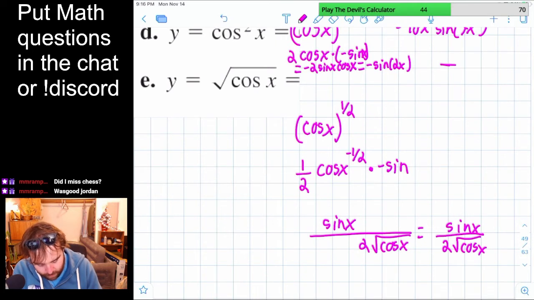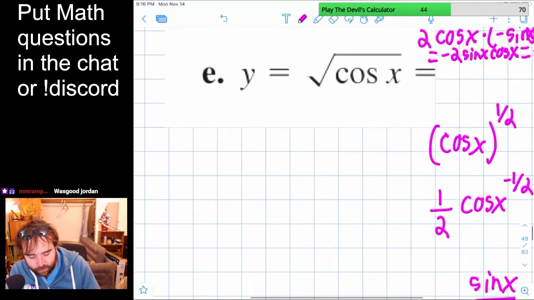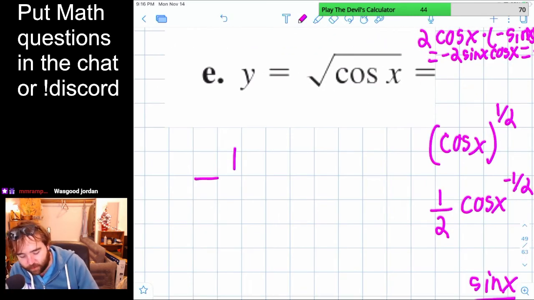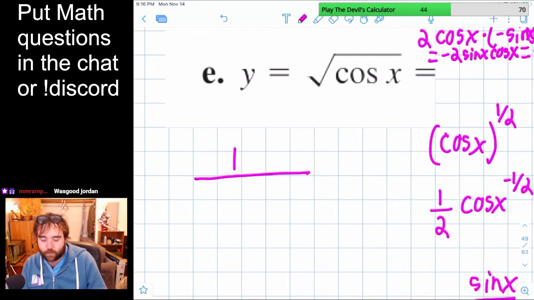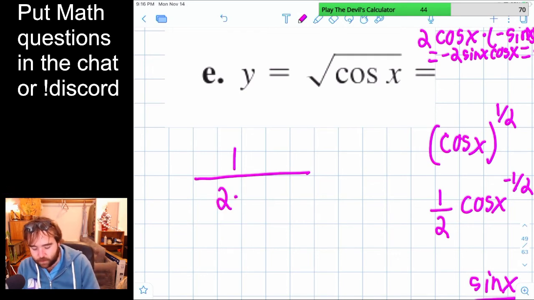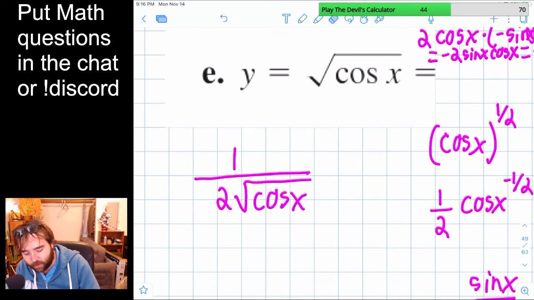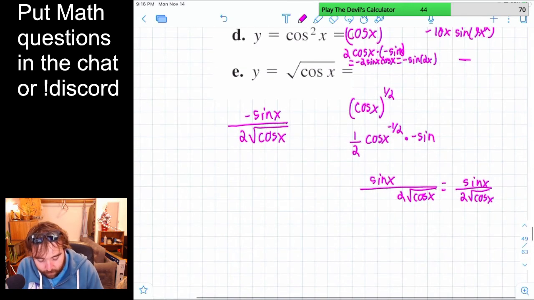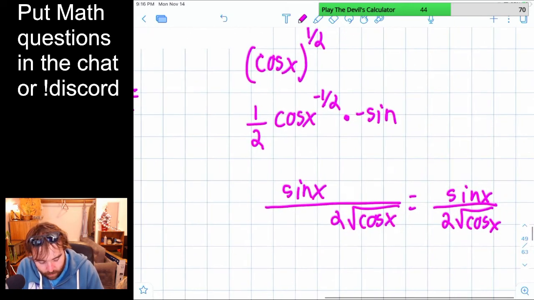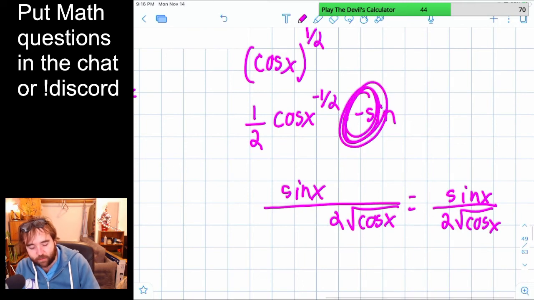As you bring the 1/2 to the front, you decrease the power by 1, so that goes to the bottom. And I don't know why I didn't think about this right from the beginning. How I normally would have done this is just know that the derivative of the square root is 1 over 2 root, so then cosine of x, and then multiply by the derivative of the inside, which is negative sine of x. And that's what we got down here, right? I just dropped this negative right here.